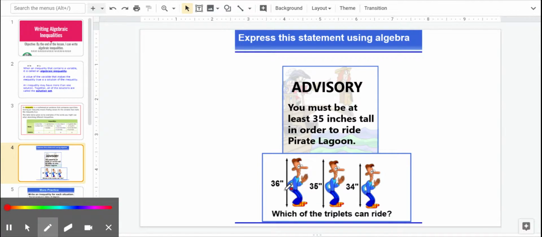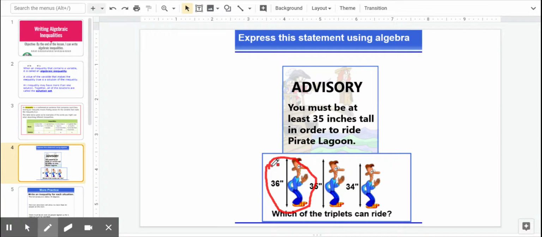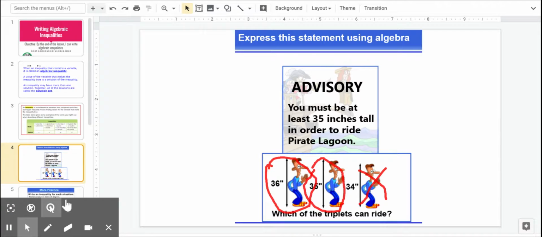Our first one is 36 inches, so he should be good to go on the ride because he's at least 35 inches tall. My second one is 35 inches tall. Would they let him on the ride? Yeah, because you have to be at least 35. So he is 35 inches tall, so he would work. However, the last one is only 34 inches. So they're going to say, I'm sorry, but you cannot come with us.